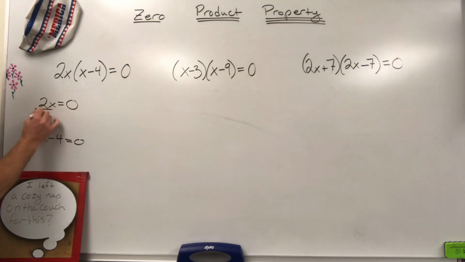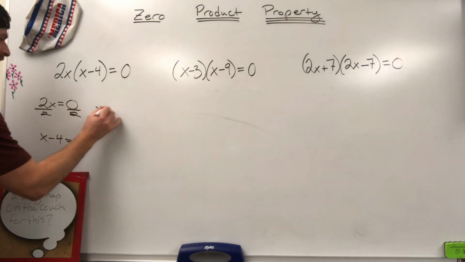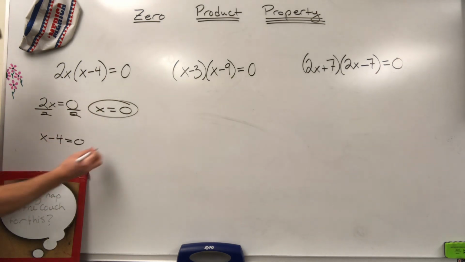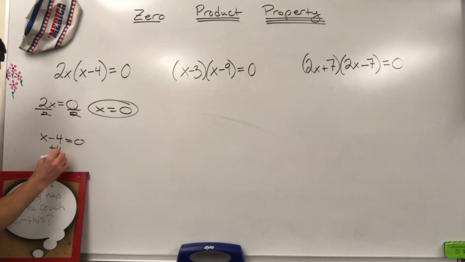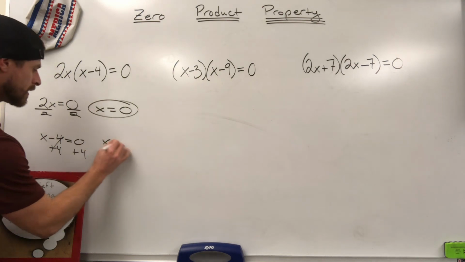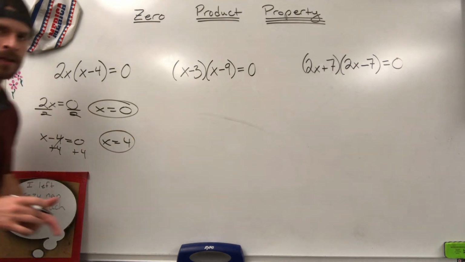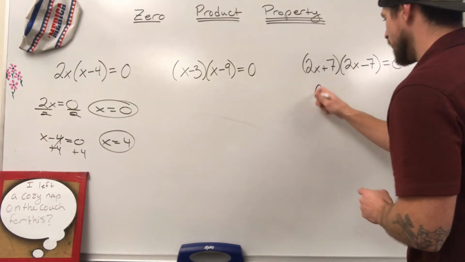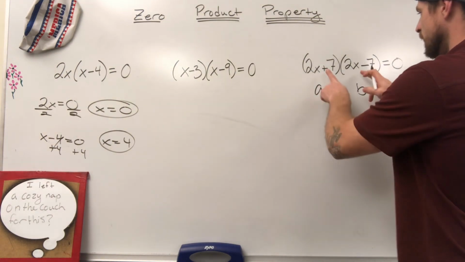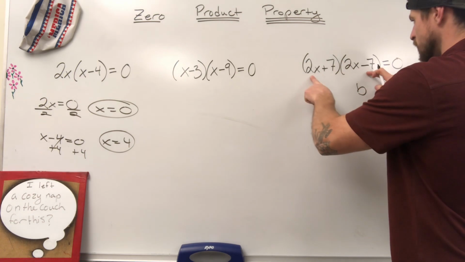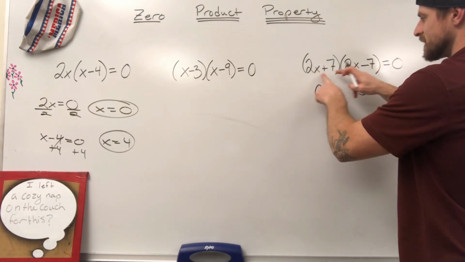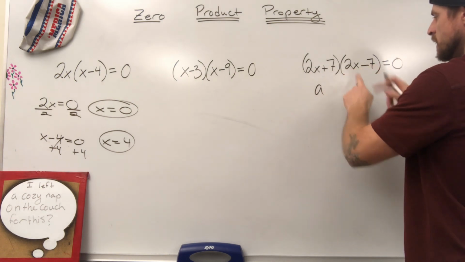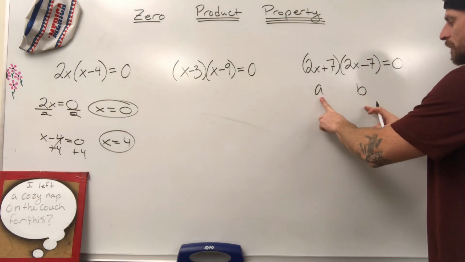If I just divide by 2, I'm going to get x equals 0. That is one possibility. My second possibility is plus 4 cancels plus 4, x is equal to 4. So that's all we're doing: you're going to take each part, look at this as your A, look at this as your B. There's two separate expressions. Each of these in this case is a binomial, 2 terms times 2 terms. Think of them as two different parts.